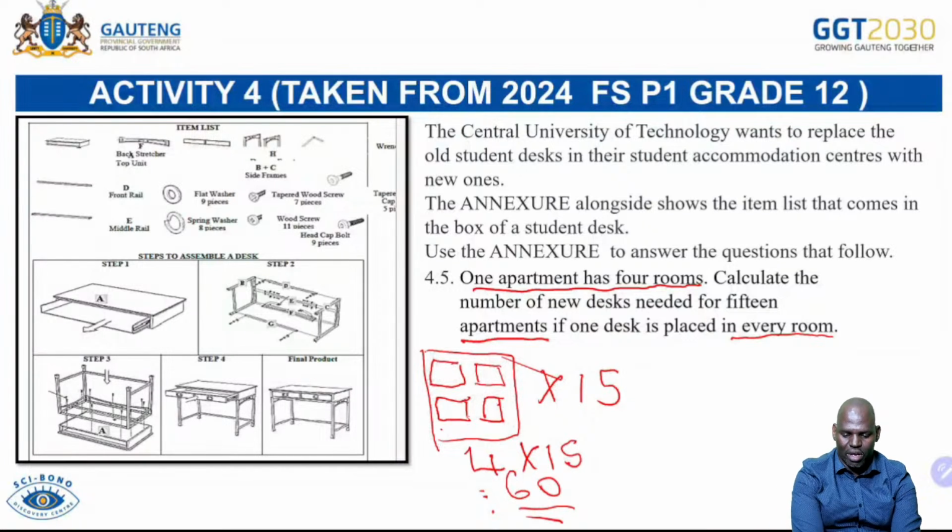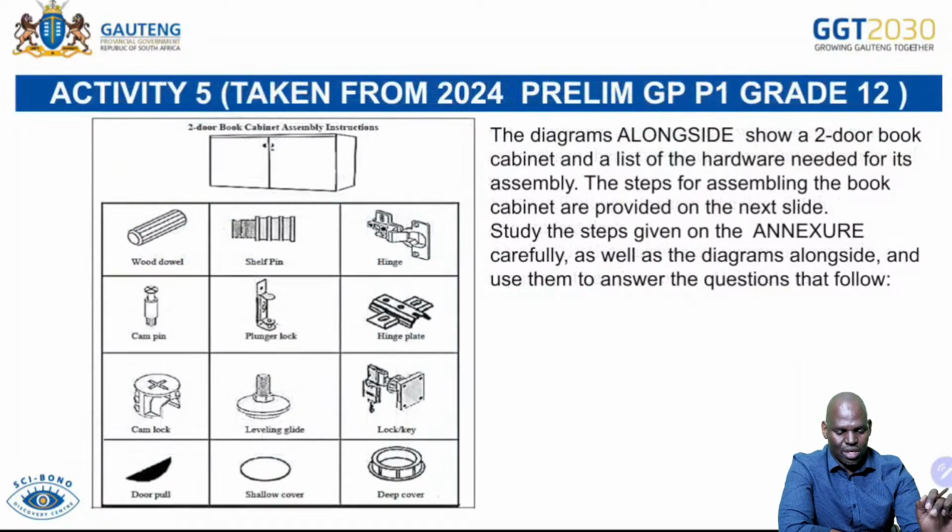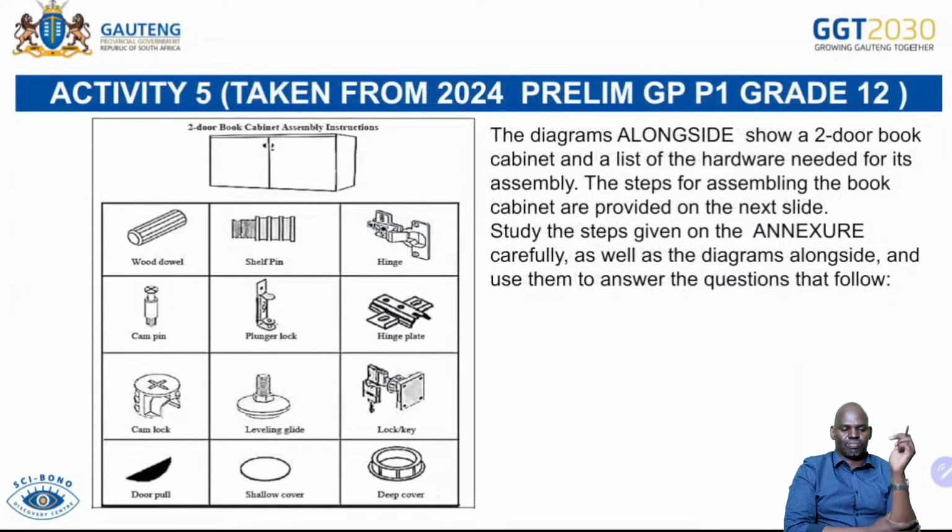Okay, so the number of new desks will be 60. That is activity number 4. Then the next activity, let us look at this.